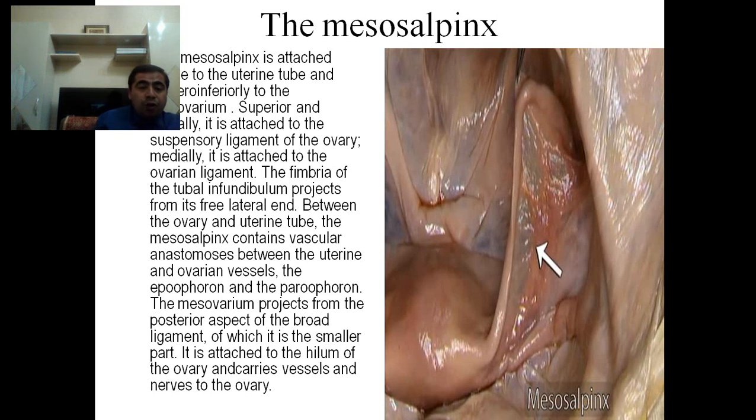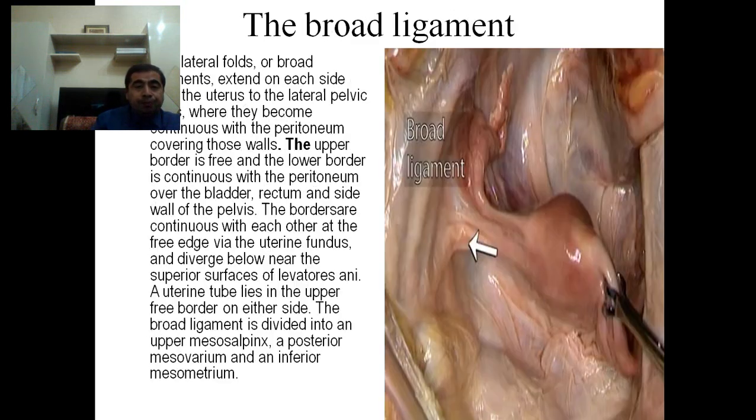The mesovarium projects from the posterior aspect of the broad ligament of the uterus, of which it is the smaller part. It is attached to the hilum of the ovary and carries vessels and nerves to the ovary, of course.